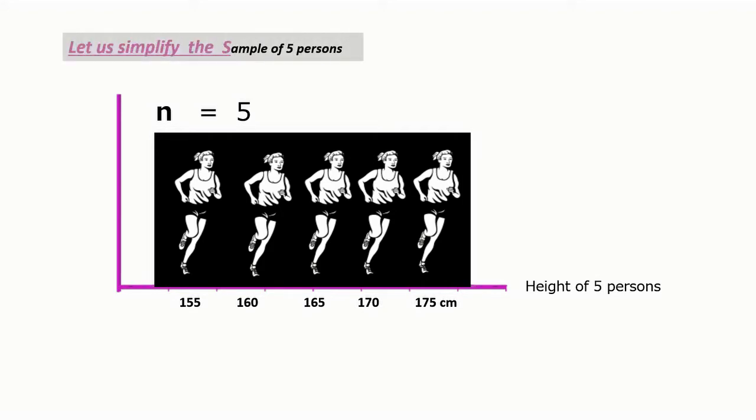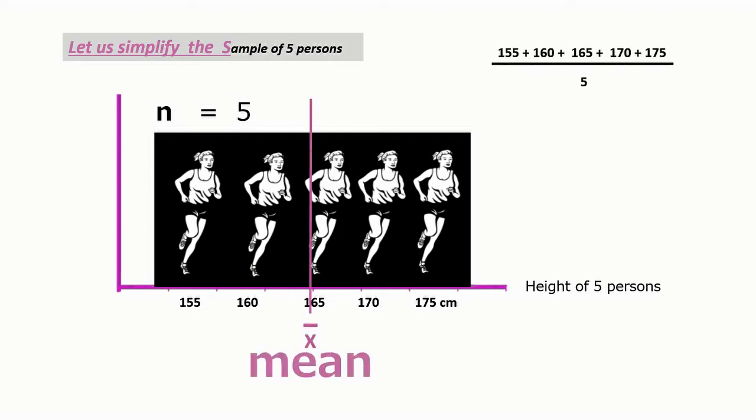Let us simplify things. Suppose we have a sample of 5 persons. Written down here is the height of each one. And if you want to calculate the mean of this group, we are going to add the height of each person and divide by the total number of the group. So x bar, this is the mean, equals the summation, here this is a capital sigma, the summation of x divided by n.